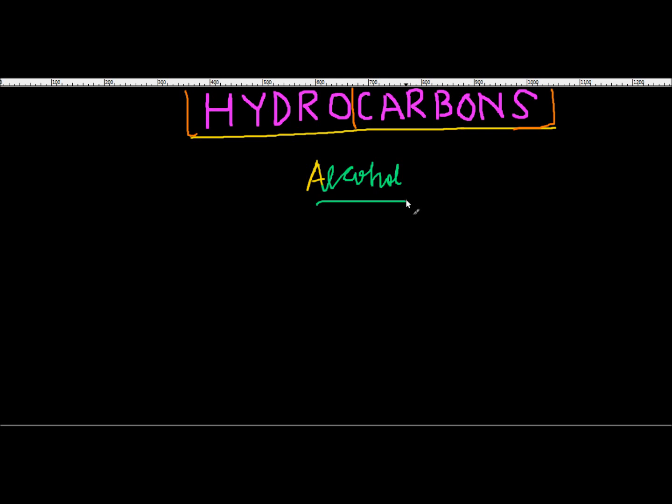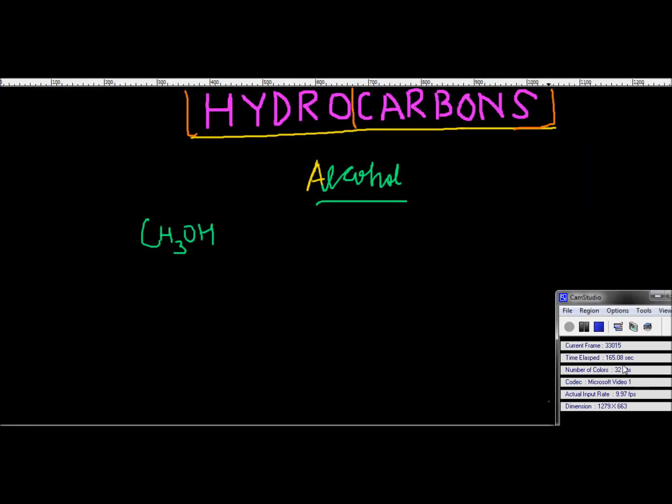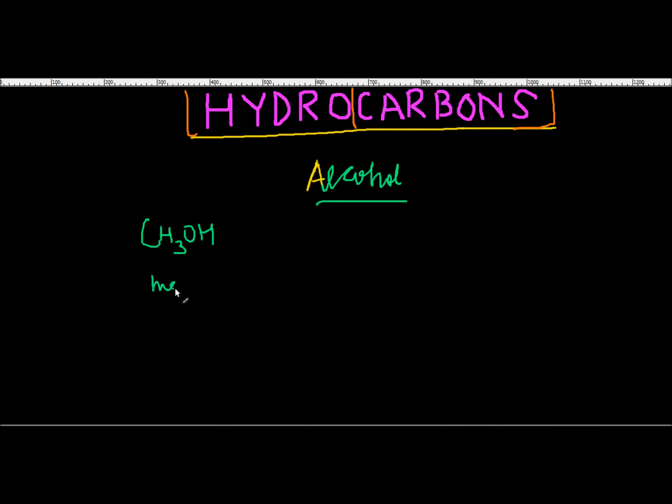Now we had to draw the structures, right? So the first one, which is CH3OH. You gotta remember this, very, very important. This is also known as methyl alcohol, as the name suggests, because of the root word, and alcohol because of the suffix. So you got methyl alcohol.